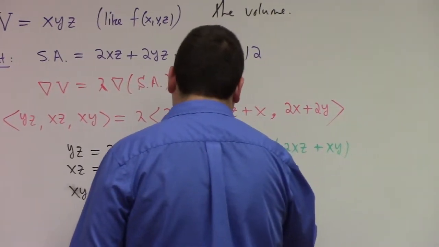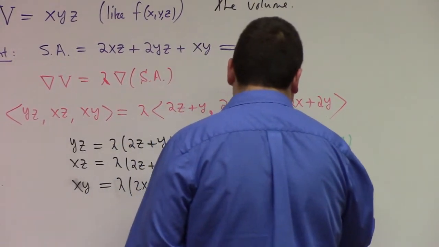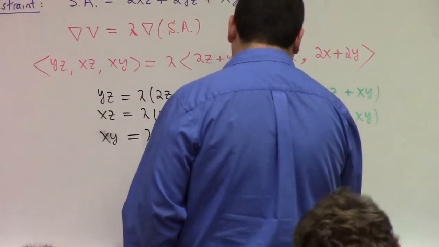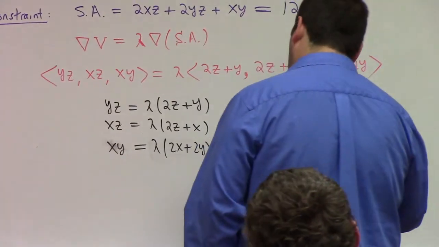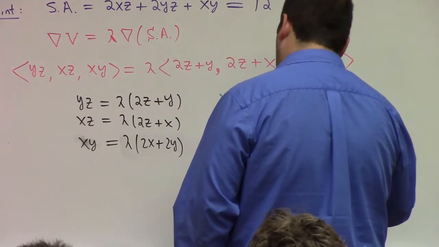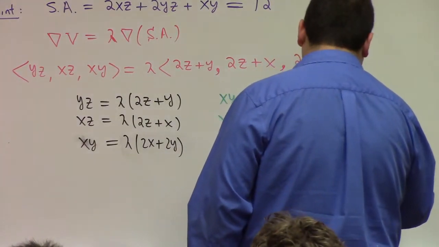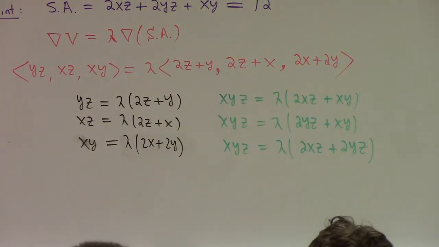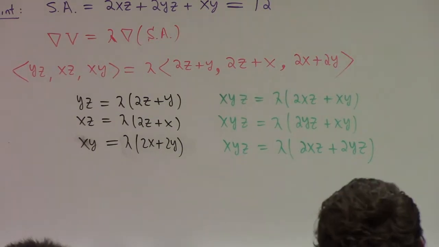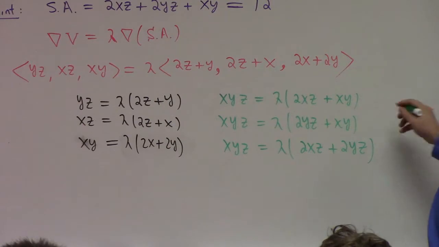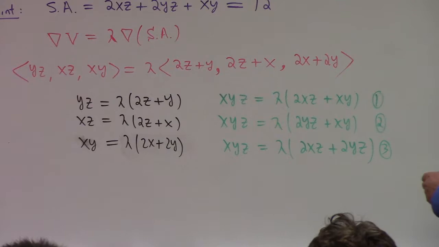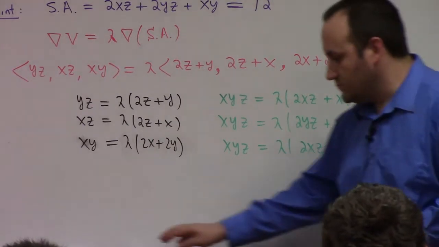xyz is equal to lambda times (2yz plus xy). xyz is equal to lambda times (2xz plus 2yz). That's kind of made the equation symmetric now, right? Now you can equate them, right? Let me call this 1, 2, 3. Put them together.